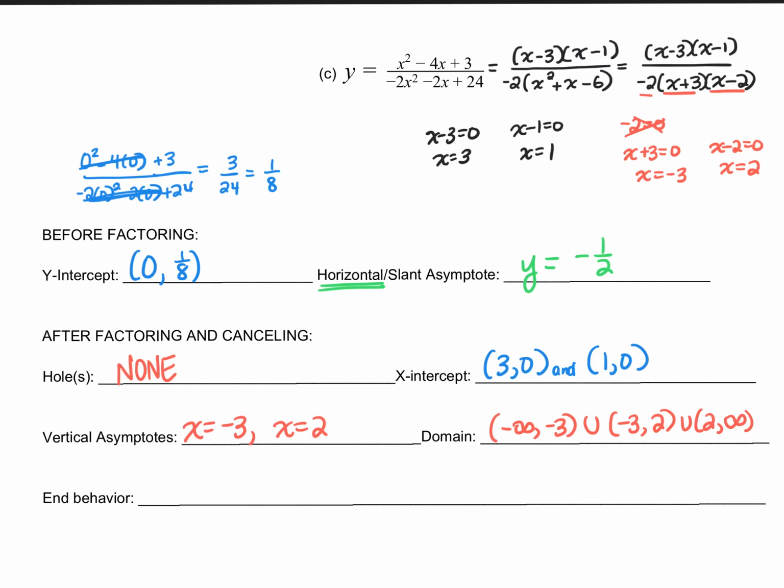And then our end behavior comes from our horizontal or slant asymptote. So we say as x approaches negative infinity, y approaches, and remember, we're just figuring out what goes there. And then as x approaches positive infinity, y approaches something. And that something is always directly connected to whatever we've written up here. So it's going to approach negative 1/2.